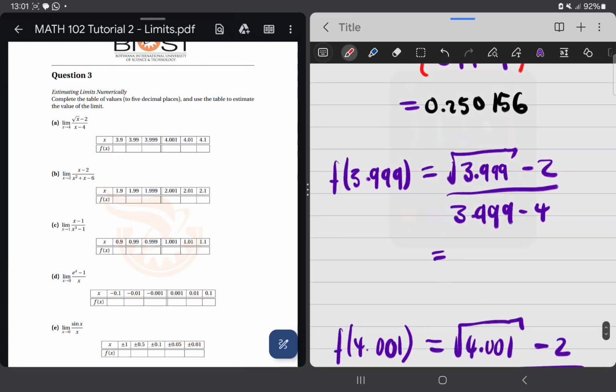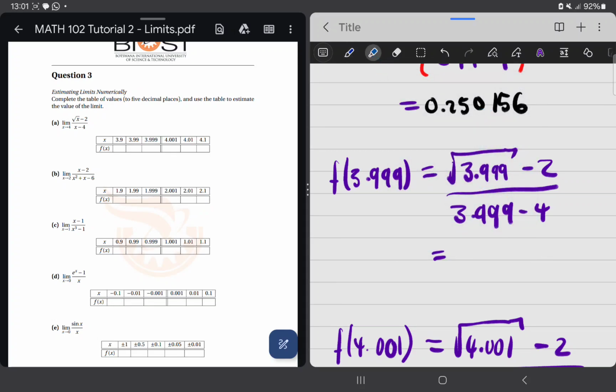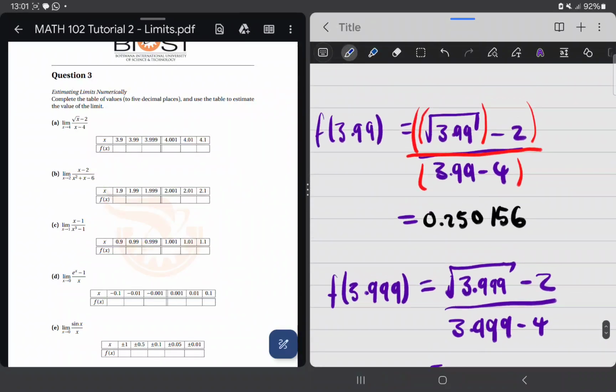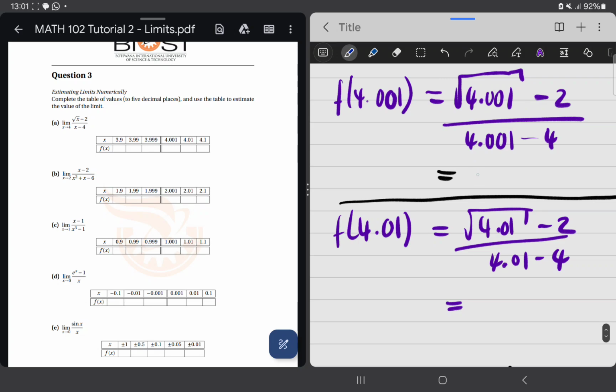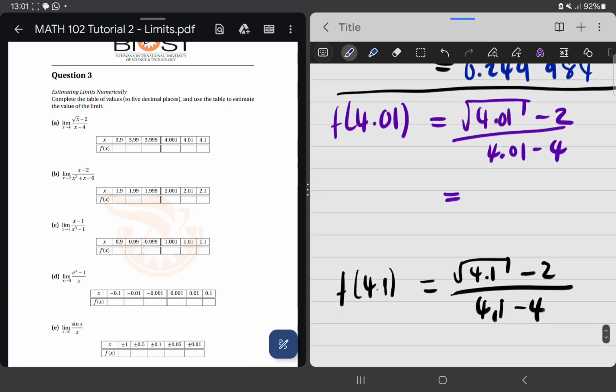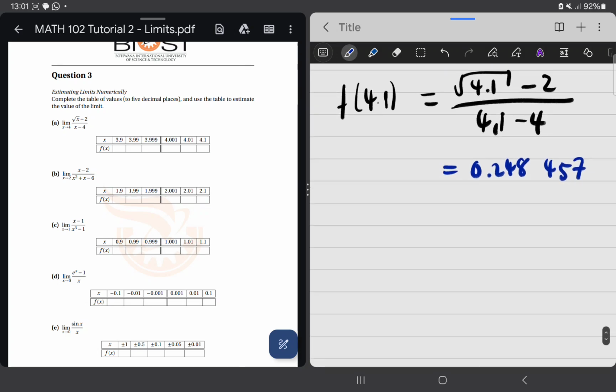You put in, you should get this, okay? And you'll be doing the same for all these other ones. And your answers should be my solutions. For this second one, for 3.999, I had 0.250016. Now for 4.001, I had 0.249984. Then here I had 0.249843. Then here I had 0.248457. So here are my solutions.